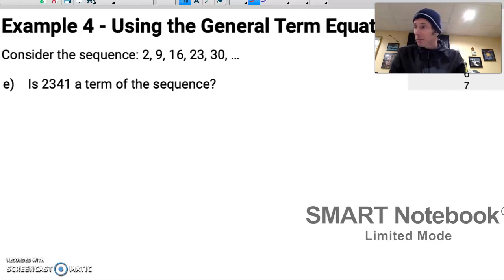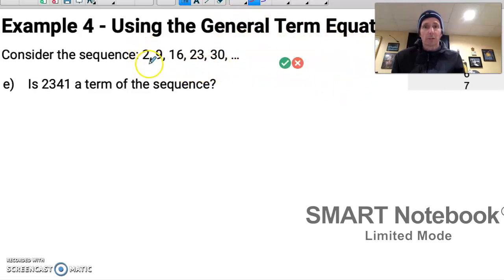This is a similar question to the last example. It's asking, is 2, 3, 4, 1 a term of the sequence? I have a lot more time now, so I could slow this down. But basically this is asking, somewhere along here, does 2, 3, 4, 1 land in that particular sequence? So this is a term of the sequence.